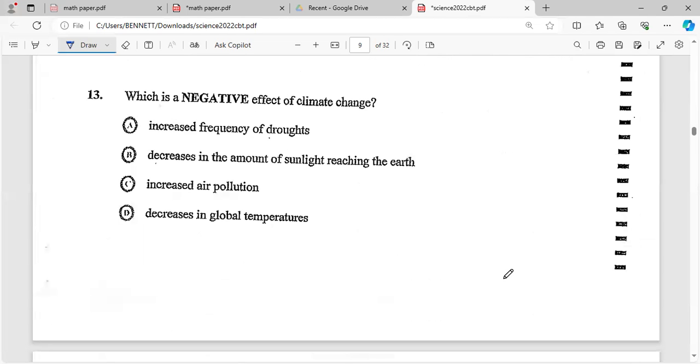Which is a negative effect of climate change? A, increased frequency of drought. B, decreases in the amount of sunlight reaching the earth. C, increased air pollution. D, decreases in global temperature. And that would be A, increase in frequency of drought. Let's move on to number 14.